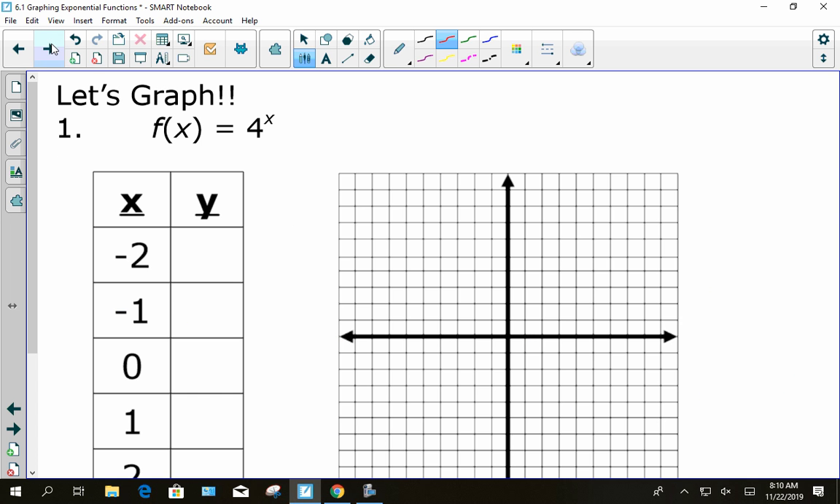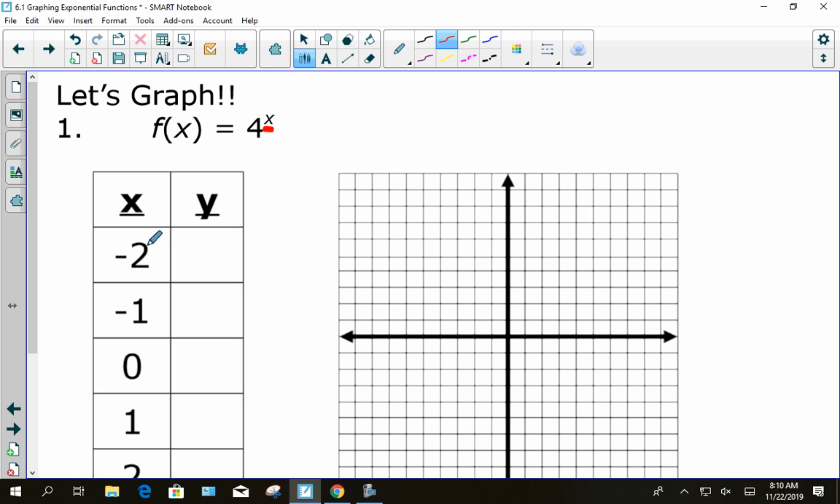All right, so now we're going to talk about graphing exponential functions. See, this is the exponent right here. The exponent is x. That means the exponent can be anything. So we do a data table, an input-output table, and we make x anything we want, and then we solve for y. All right?